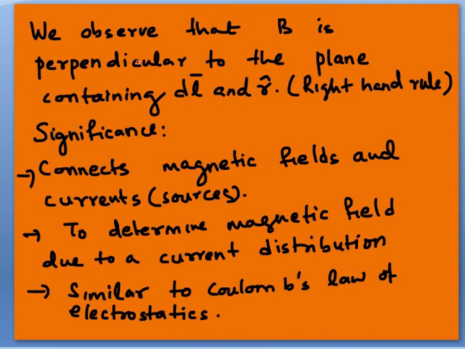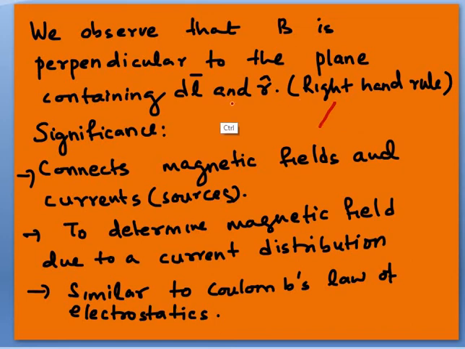So here we observe that B, the magnetic field, is perpendicular to the plane containing dl and r, because it is a vector product. This can be visualized using the right hand rule: it will be perpendicular to the plane of the paper, because you have dl in this direction and r in this direction, so the magnetic field will be perpendicular to it.